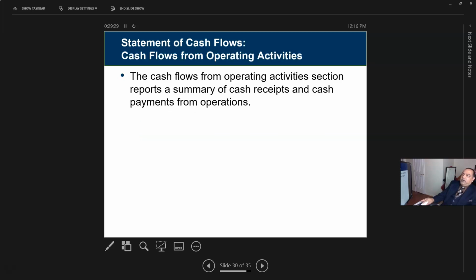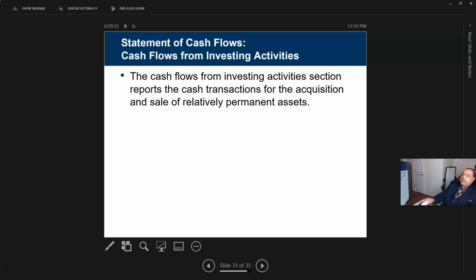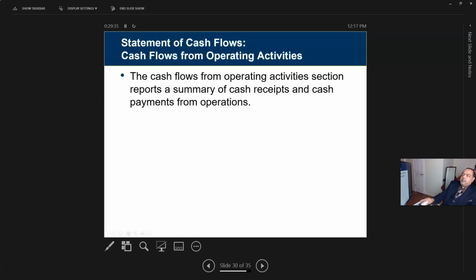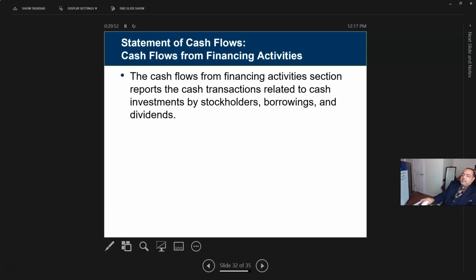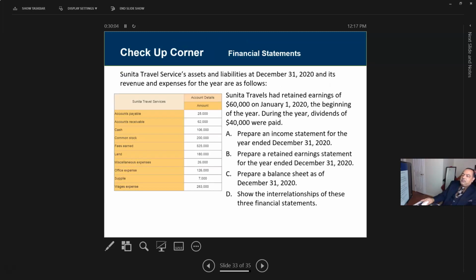Cash flows from operating activities will report the summary of cash receipts and cash payments from operations. Cash flows from investing will report the transactions to acquire or sell a relatively permanent asset. If it is a current asset, it will be part of operating activities. If it is a long-term one, then it is an investing activity. Cash flows from financing activity will report cash transactions relating to any investment made by the stockholders, borrowing, or any sort of dividend.